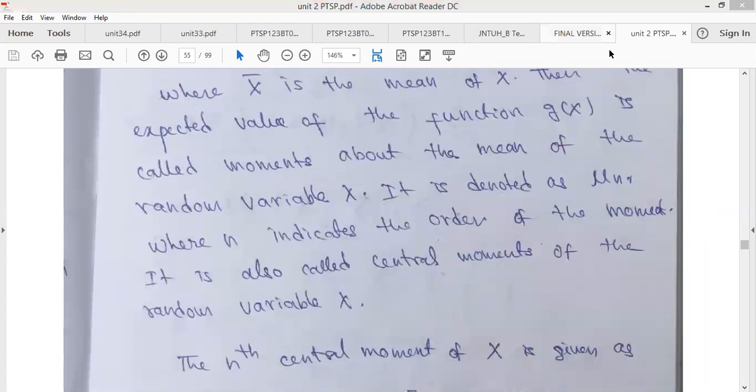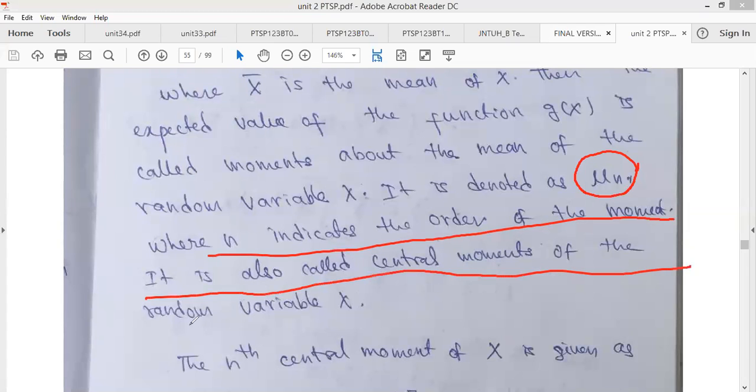And how do we denote it? We denote it as mu n, whereas in the previous case we called it mn. Now this central moment we call mu n. Okay, and what is n? n indicates the order of the moment, and we also said that this is called the central moment of the random variable x. So this mu n is also called the central moment of the random variable x.